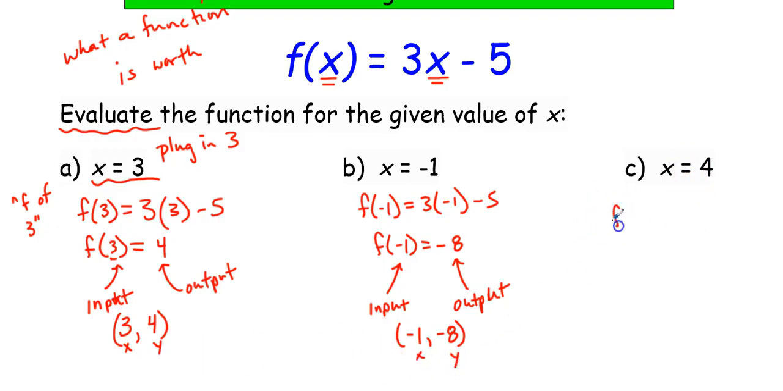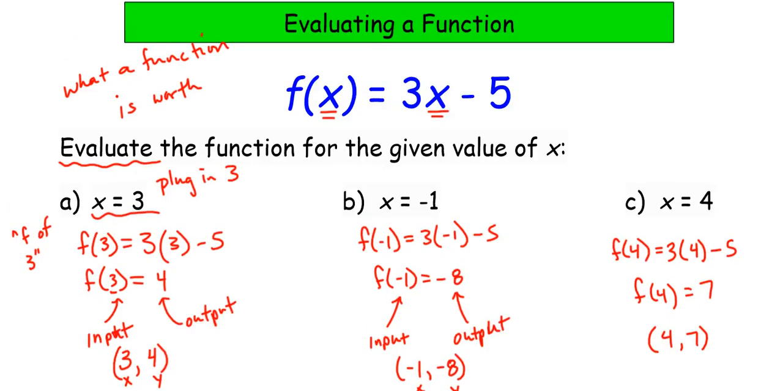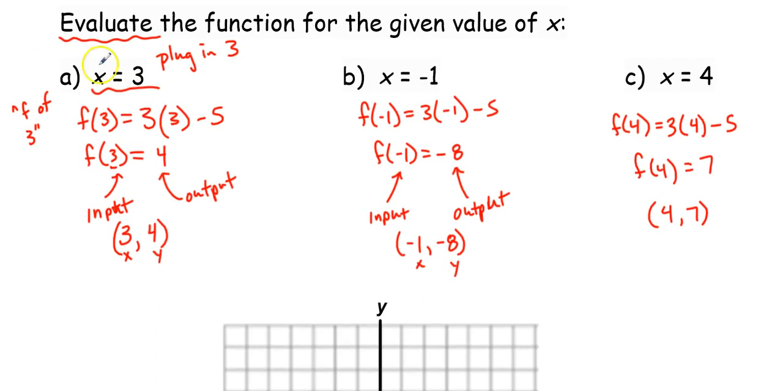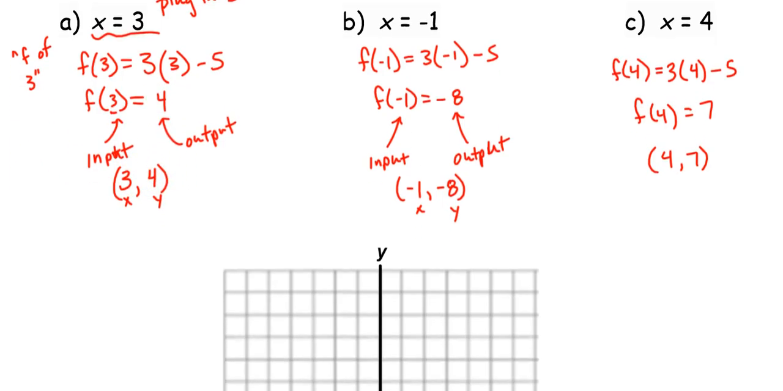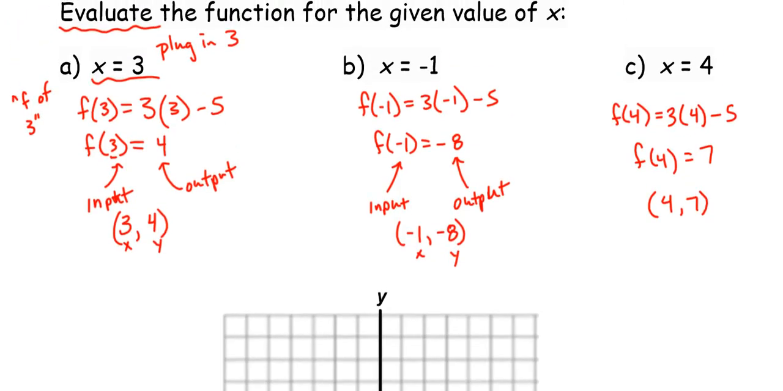And last one, we want to look at f of 4. When I plug 4 into that function up here, wherever I see an x, I'm going to replace it with a 4. So that's equal to 3 times 4 minus 5. So f of 4 is equal to 7. And again, I get my ordered pair 4, comma 7. That's a location in space. So evaluating a function is really just taking an x value, plugging it in, and then figuring out what the corresponding y value is for that x, or f of x.